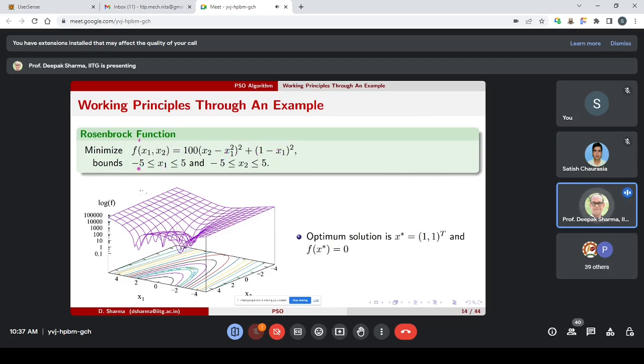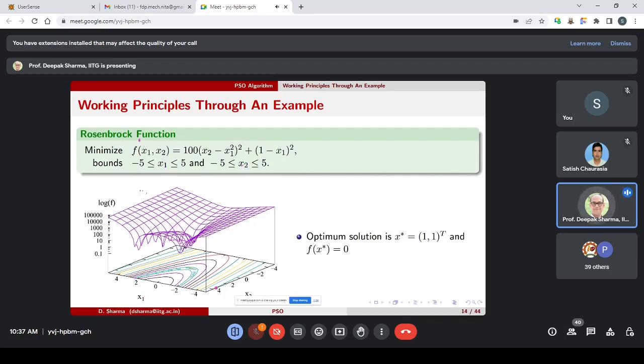x1 will be lying between -5 to 5. Similarly, x2 will also be between -5 to 5. Let us look at this graph. This is x1 versus x2, and the surface which you see is the function which we have drawn. It is a minimization function.